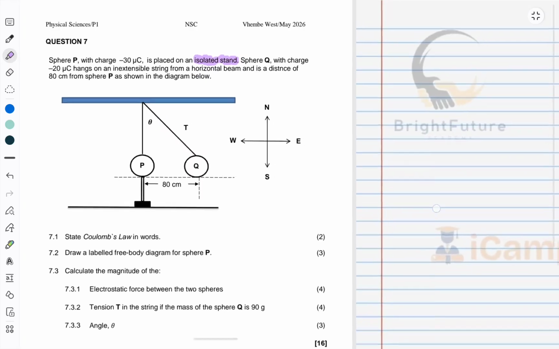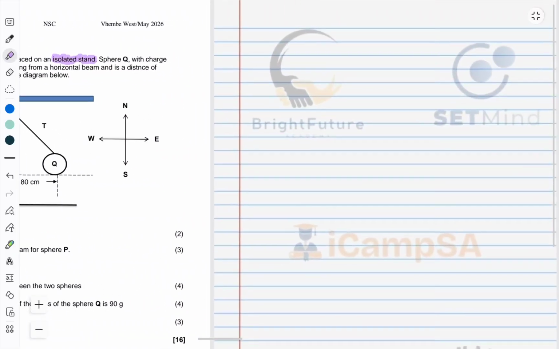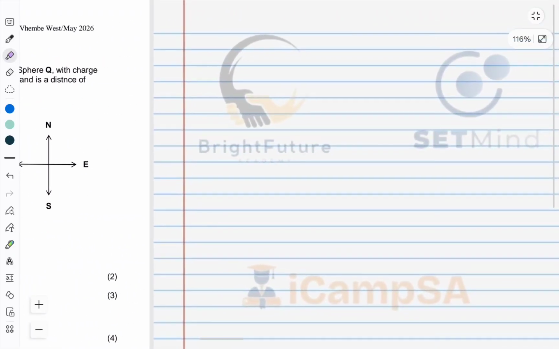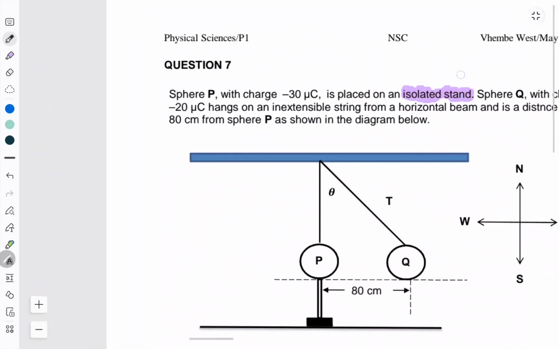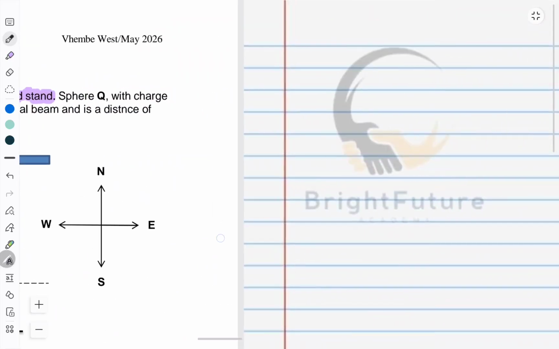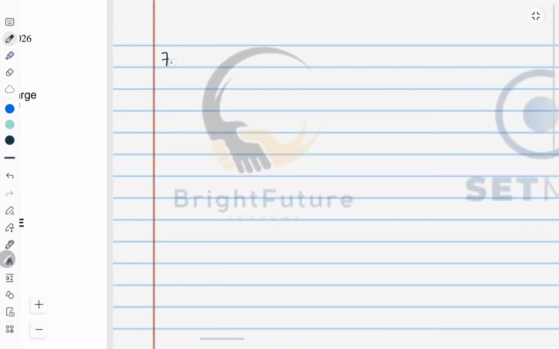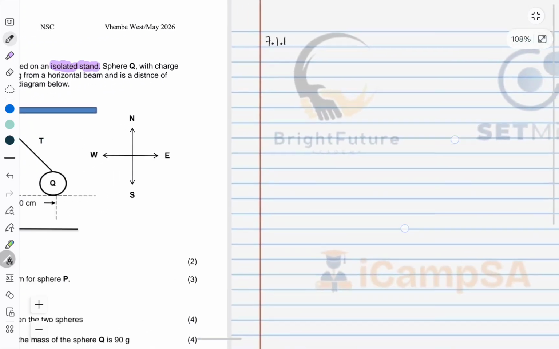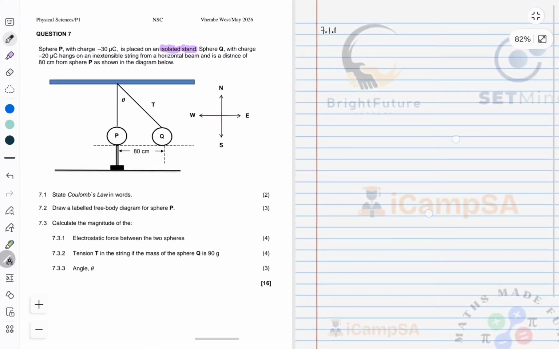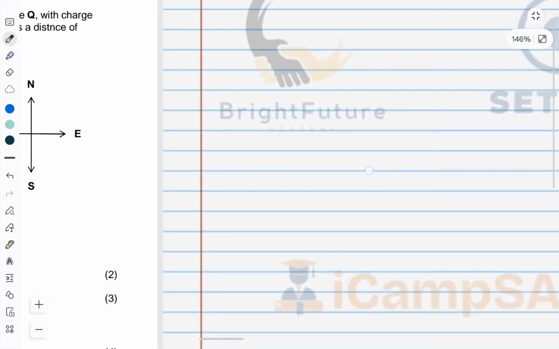Remember what Coulomb's law says? Well, when two charged particles are placed next to one another, that was question 7.1, they will exert an electrostatic force on each other. The magnitude of the electrostatic force will be directly proportional to the product of their charges, but inversely proportional to the square of the distance between them.